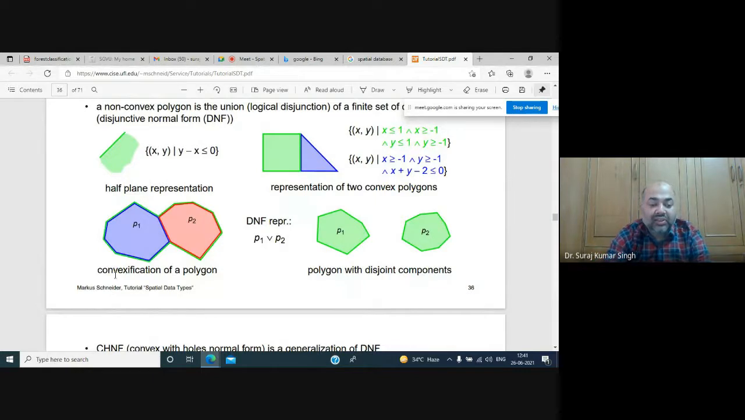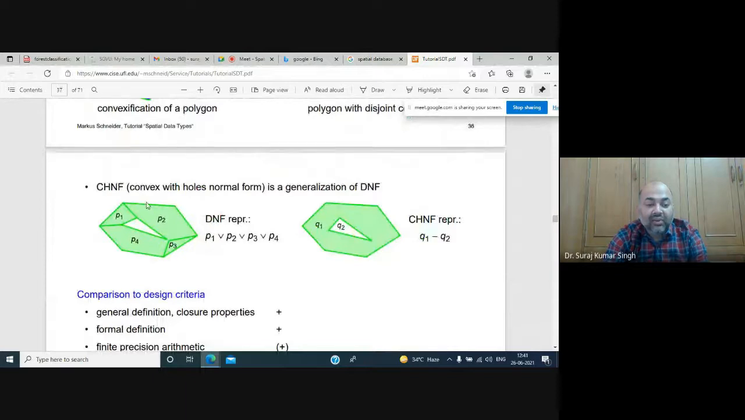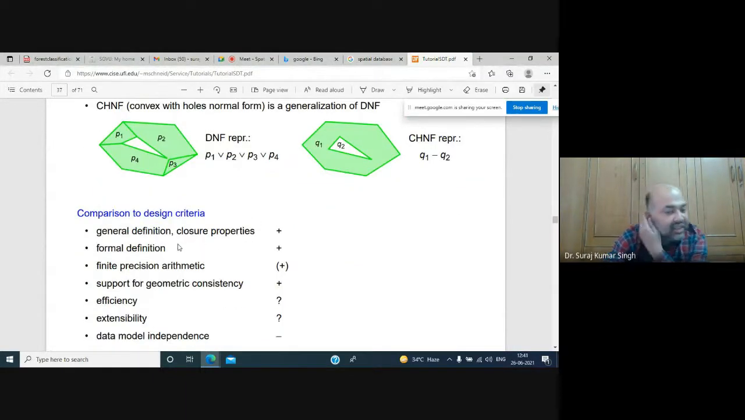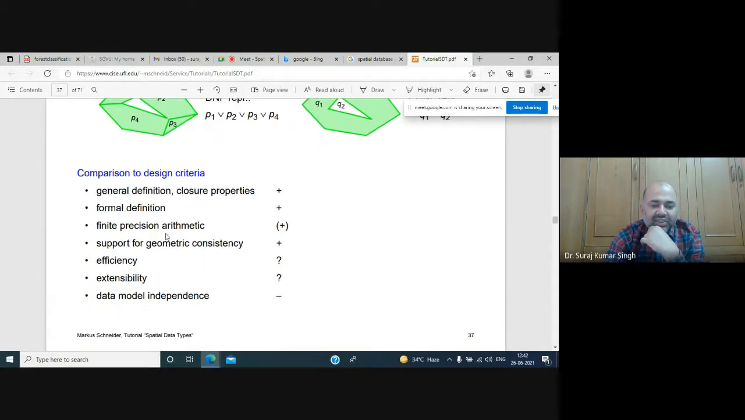What is convexification of a polygon with a disjoint component? Then you have a convex with holes normal form. So finally you will see that if you compare the design criteria, the definition and property is good, formal definition is good, finite precision arithmetic is good, support for geometrical consistency is good, but efficiency, extendability, and data model independence are questionable.